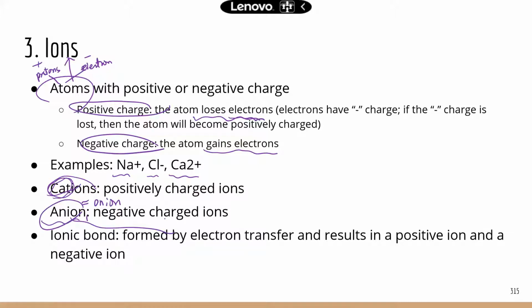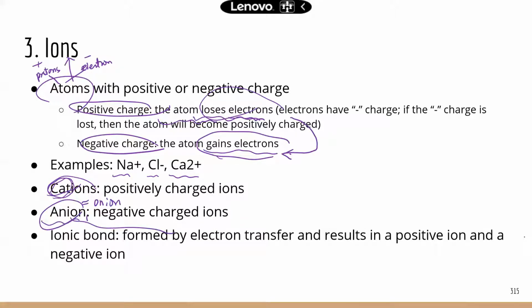Ionic bond is formed by electron transfer. What is electron transfer? That's between two atoms when one atom gains electrons and the other atom loses electrons. The atom that loses electrons donates or transfers the electrons to the other atom, right? So that's basically electron transfer.